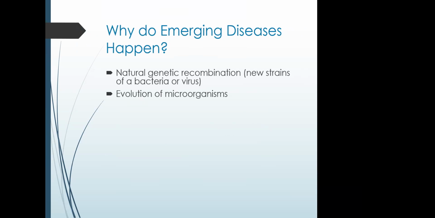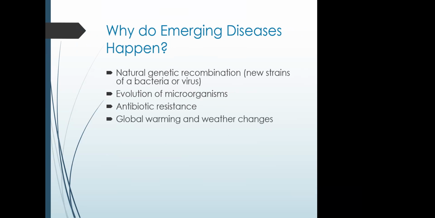So why does it happen? A lot of it is genetics, a lot of it is evolution, right? Antibiotic resistance is related to evolution. So antibiotic resistance is how we ended up with MRSA. MRSA is just a strain of Staph aureus. Staph aureus was never a big deal until MRSA just kind of came out of nowhere.